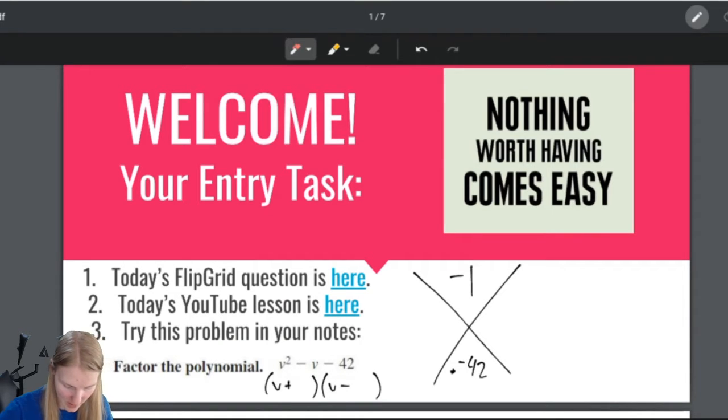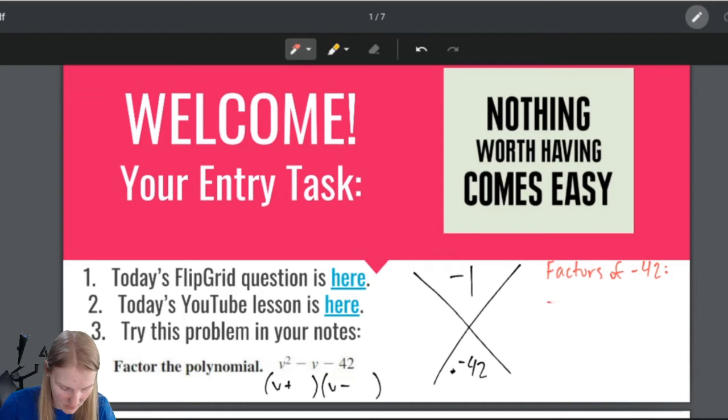So let's look at the factors of -42. Let's see. I know 2 goes in there. I know 3 goes in there. 4 does not go in there. 3 and 2 are like, I don't know, 2 times something equals 42, and 3 times something equals 42. But I know 6 and 7 are nice and easy.